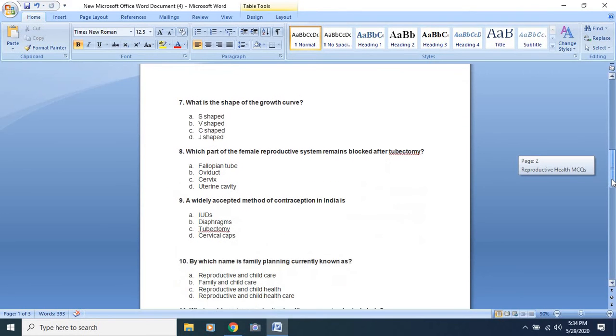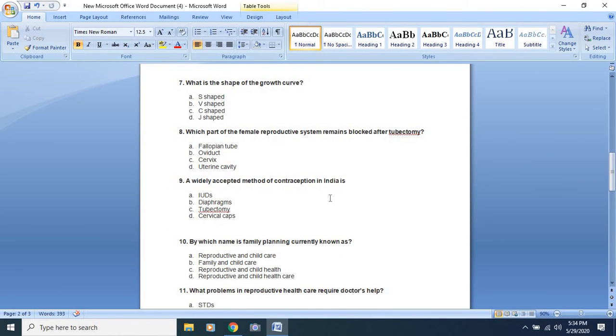Ninth, a widely accepted method of contraception in India is which method? So here the answer will be A, that is IUDs, intrauterine devices. They are the most widely accepted method for contraception.